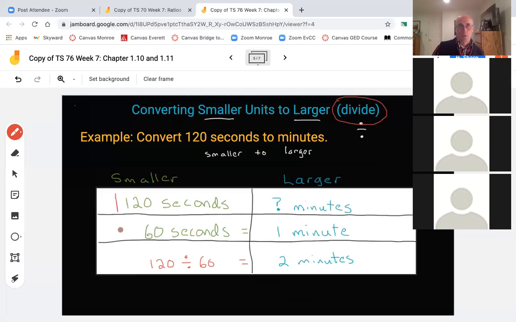So now what I've got here, again illustrating my four-square magic box, I know I'm supposed to divide. I'm not going to divide this, and I'm not going to divide this. What's left to divide? 120 divided by 60. 120 seconds by 60 seconds, and that goes into it 2 times. So 120 seconds is 2 minutes. And that's how I use my little formula, my little box, and I can figure it out every time, converting smaller to larger.